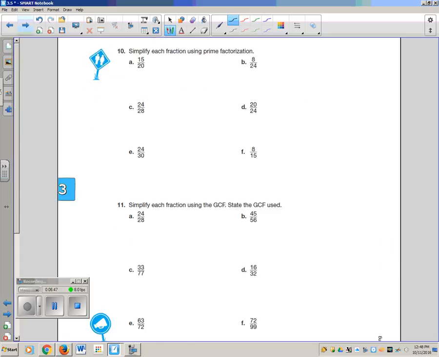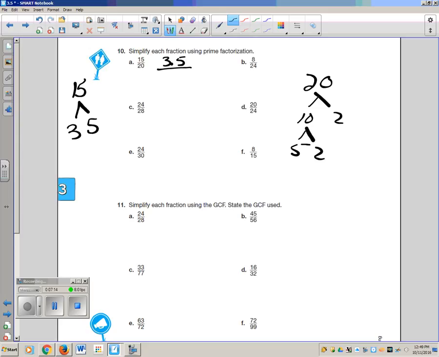All right, this is a different way. I just want to show you how to use prime factorization to reduce fractions and also GCF. It's just a different way to do it. Okay, your favorite, 15 and 20s. So I'm going to do the prime factorization. 3 times 5, that's not so bad. So I'm going to write 3 times 5 over here. For 20, it's 10 and 2, 5 and 2, so it's 2 times 2 times 5.